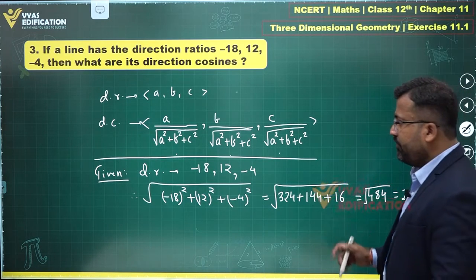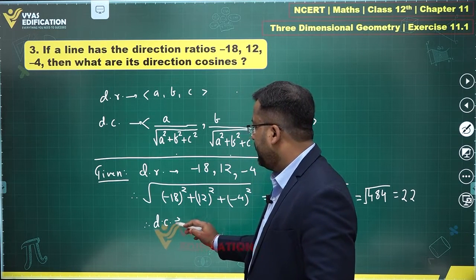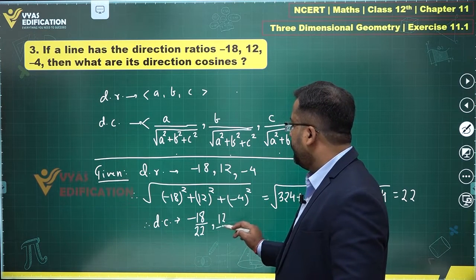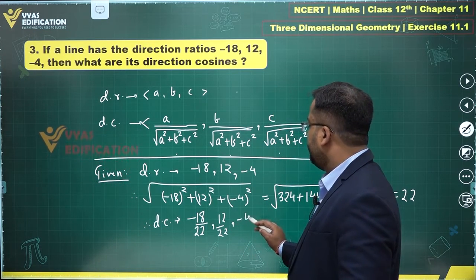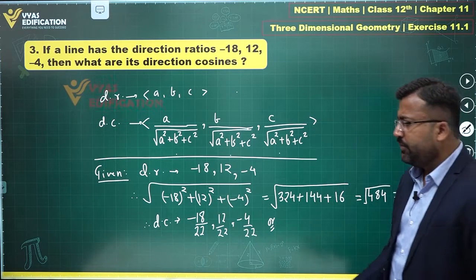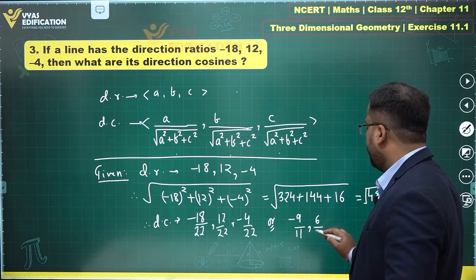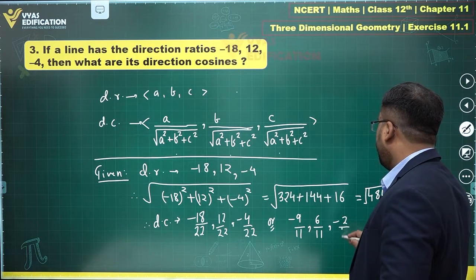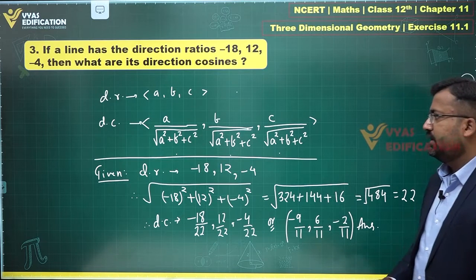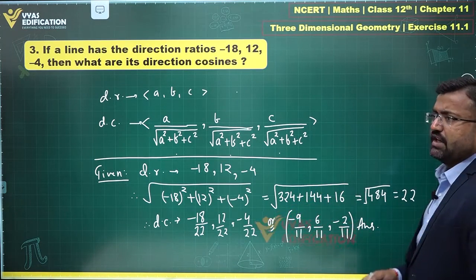Now this is 22, therefore direction cosines will be minus 18 upon 22, comma 12 over 22, comma minus 4 upon 22, or you can cancel a factor of 2 in the numerator and denominator: minus 9 upon 11, comma 6 upon 11, comma minus 2 upon 11. That's my required answer, right? Direction cosines will be this for this particular third question, as you can see over here.